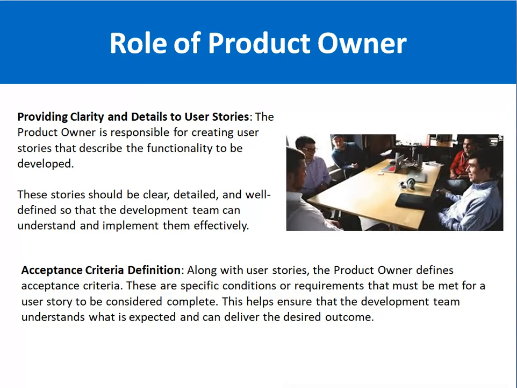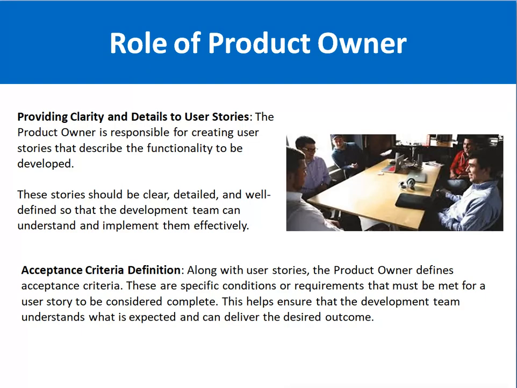He provides clarity and details to user stories. The product owner is basically a person who defines the functionality which is required in a user story. A user story is basically a functional requirement. For example, the customer can do a payment through a credit card in the e-commerce store, so it's a user story. In a simple way, it's a user story, it's a functional requirement. Friend, these stories should be clear, detailed and well defined so the development team can understand and implement them effectively.